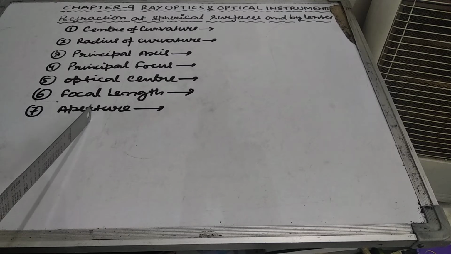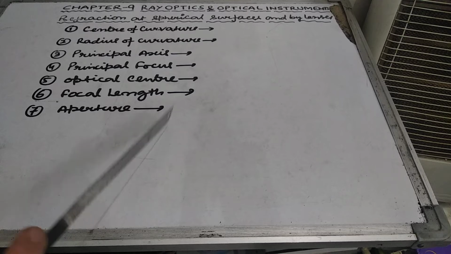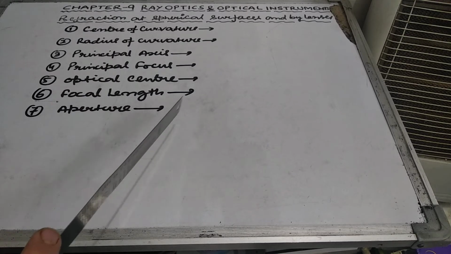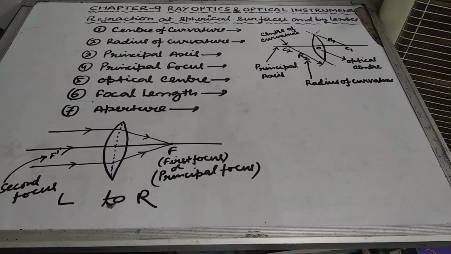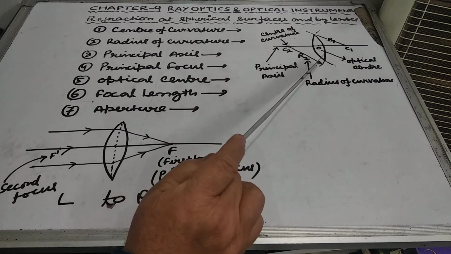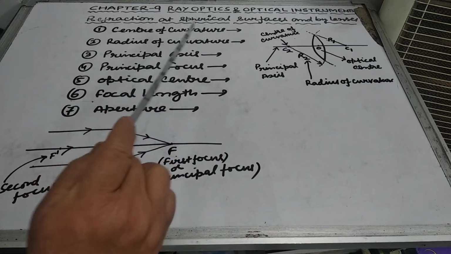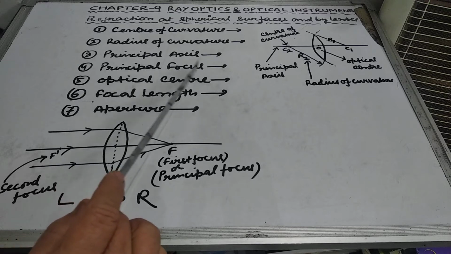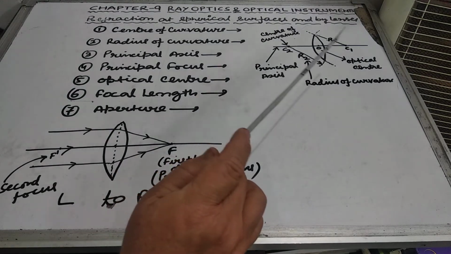And it is the size of the lens, or it is defined as the diameter of the circular boundary of the lens. Now, as shown in the figure, all these points, the center of curvature, radius of curvature, principal axis, principal focus, optical center, focal length and aperture, are shown in the figure.